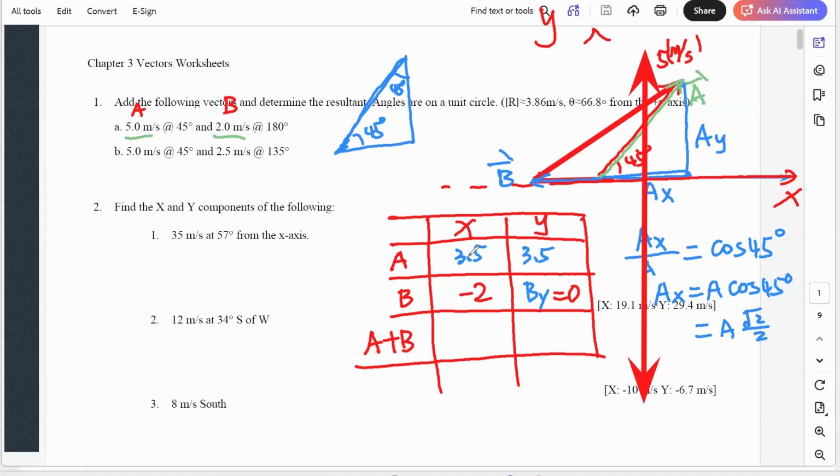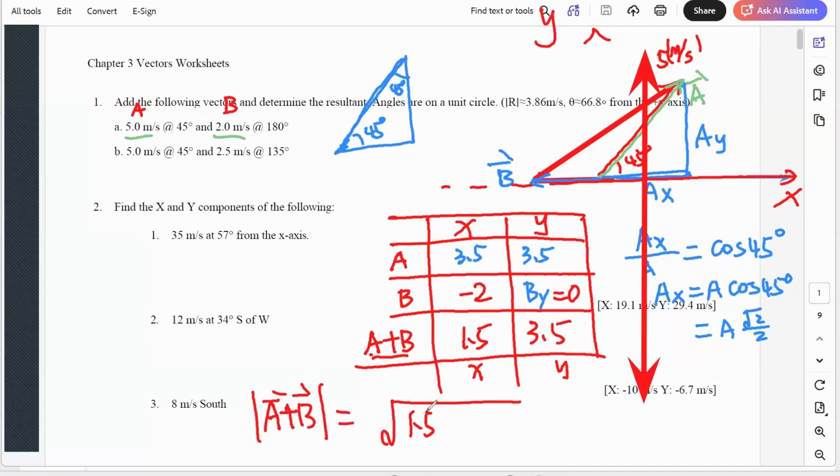So you're using this 3.5 minus 2, what do you get? 1.5. Yeah. And then 3.5 plus 0, you get 3.5, right? And then right now you get A plus B. This is the X component, this is the Y component, right? So how do you find the magnitude of A plus B? You use the Pythagorean theorem: 1.5 squared plus 3.5 squared. Do you understand why?